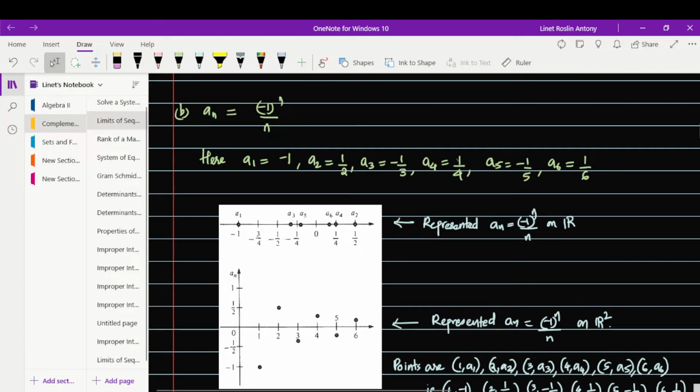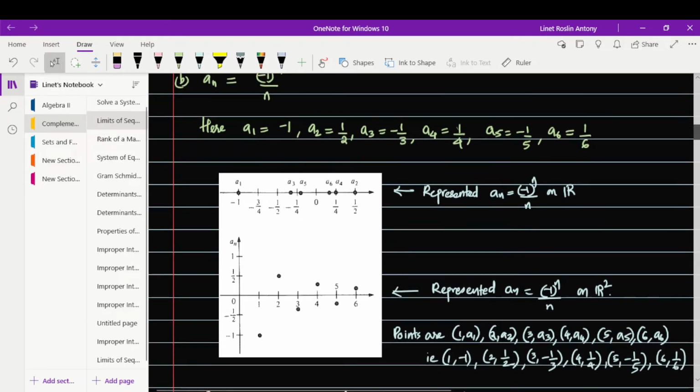And we are representing the same sequence in two ways, on R as well as on R2. So the points are plotted in the real line. See, a1 is equal to minus 1 is plotted here. a2 is equal to 1 by 2 comes here. a3 is equal to minus 1 by 3 comes here. a4 is equal to 1 by 4 is here. a5 is equal to minus 1 by 5 is here. a6 is equal to 1 by 6 will be here. And it is plotted neatly.